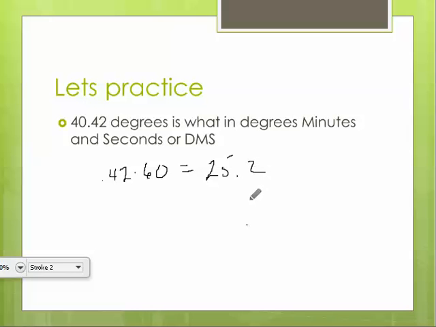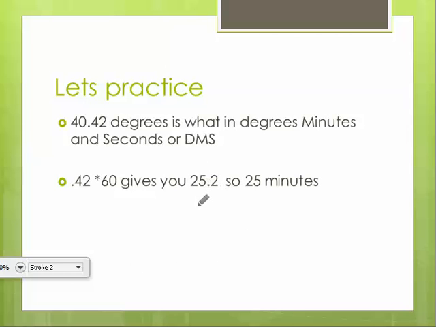25.2. Well, once again, partial number here. That 0.2, I can multiply times 60 again, and that will tell me the number of seconds. That's going to wind up being 12 seconds. 60 times 0.2 is 12. Okay? So what did we wind up with? We wound up with 42 degrees, 25 minutes, and 12 seconds. That's the way it would be expressed in degrees, minutes, and seconds.